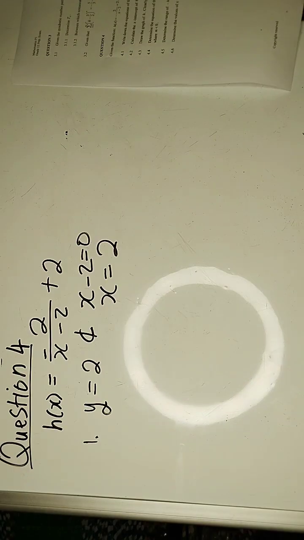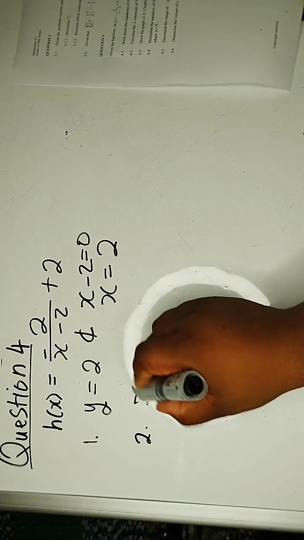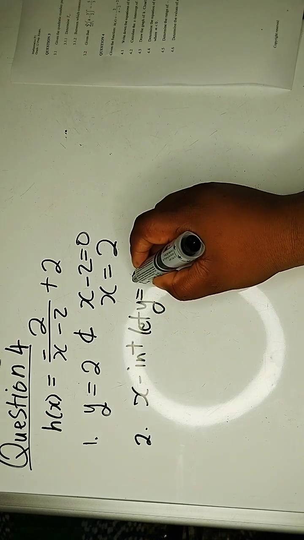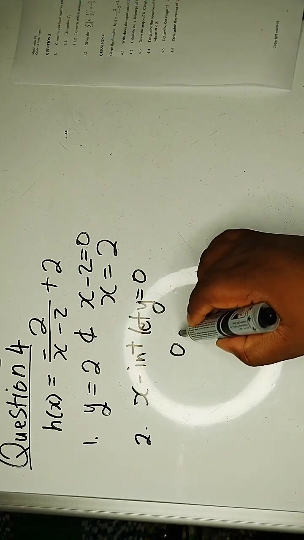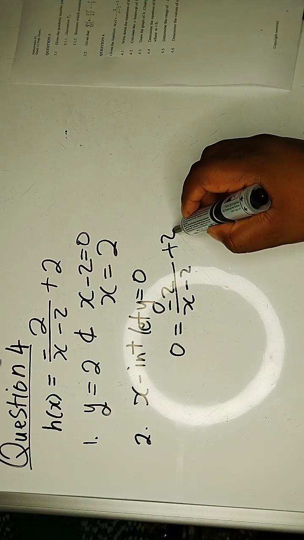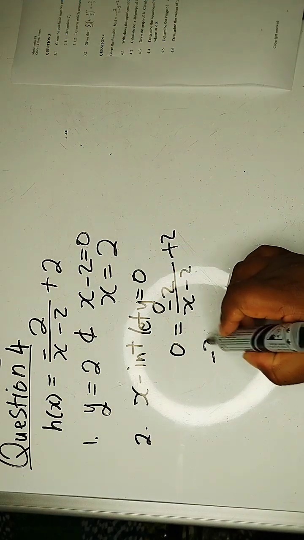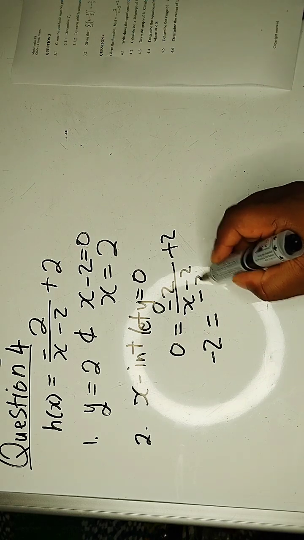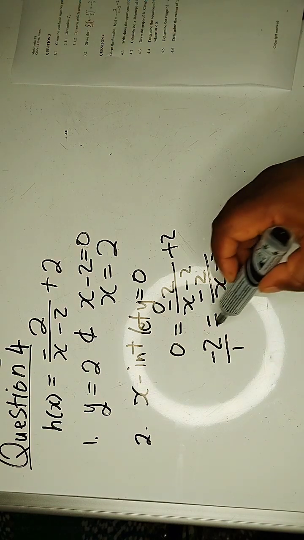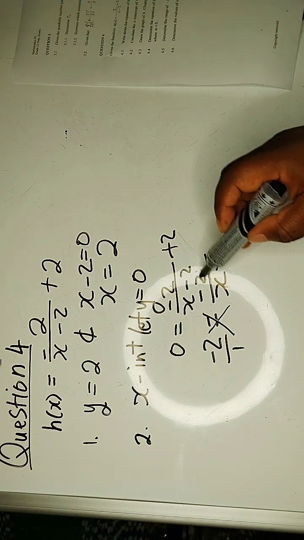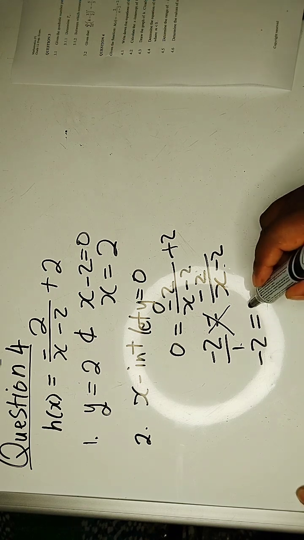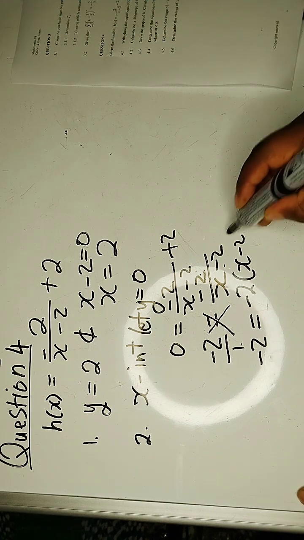Then they said write down or calculate the x-intercept of h. The x-intercept, where we know that we let y equal to 0. So I will have 0 is equal to negative 2 all over x minus 2 plus 2. We take this to the other side. We have negative 2 is equal to negative 2 all over x minus 2, which is all over 1. Then I cross multiply, so this goes with 1 and this goes with negative 2. So I will have negative 2 is equal to negative 2 into x minus 2.